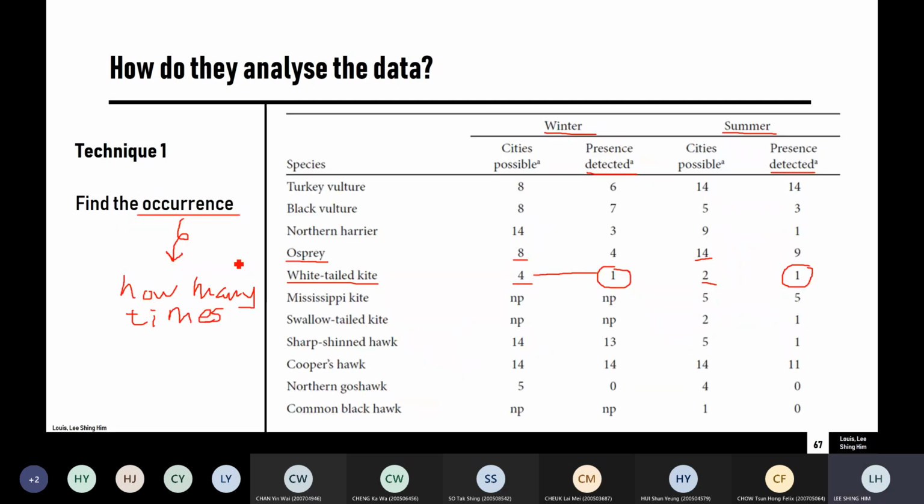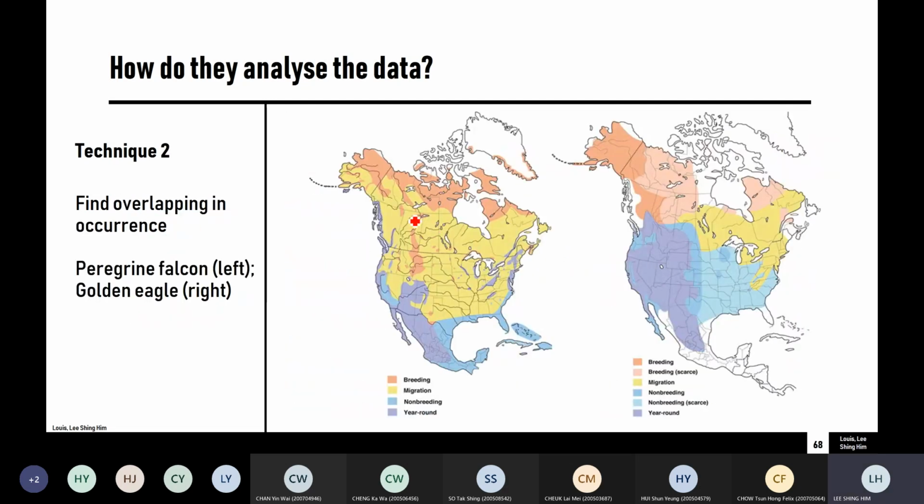And then they use these data to make a plot on the maps. So they want to find, are there overlapping in occurrence? Let's use an example, 游隼, peregrine falcon. On the left, this is the occurrence map for peregrine falcon. They plot their observations on the map and see if there are overlapping ranges.